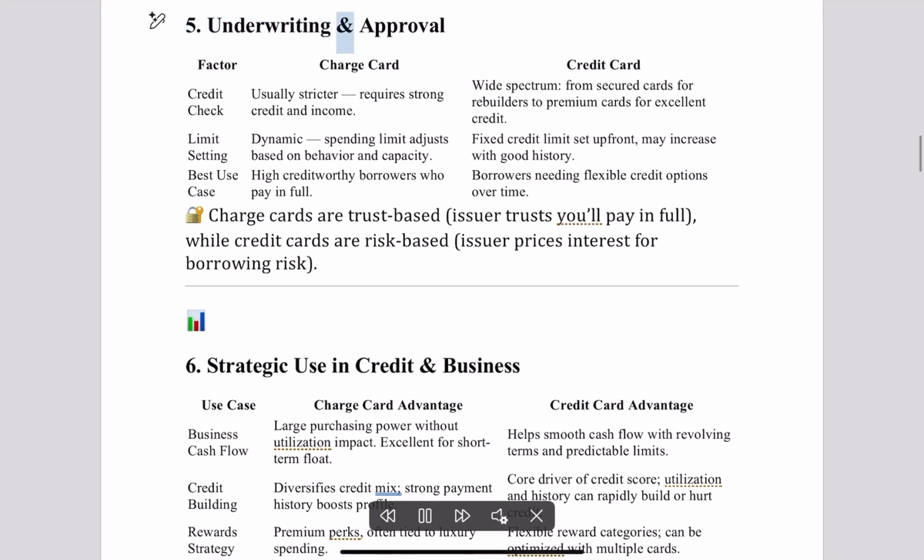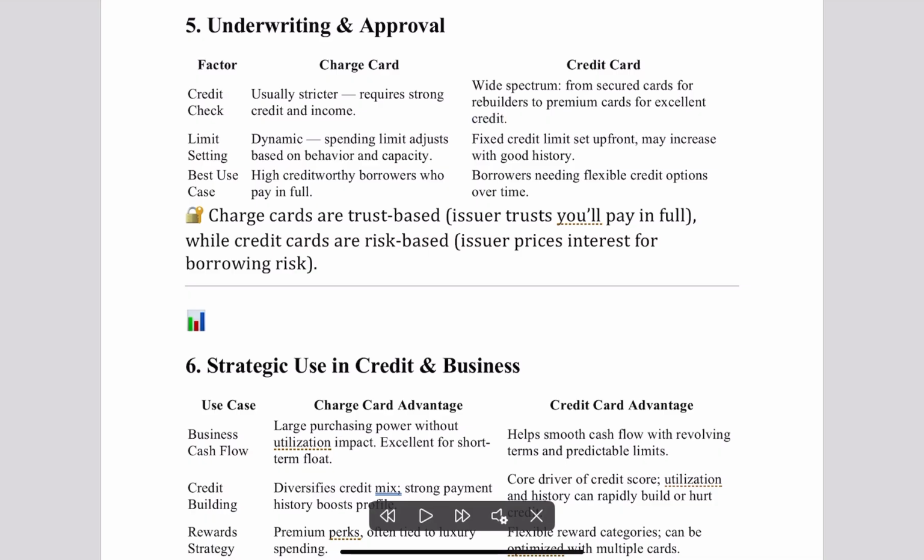5. Underwriting and approval. Factor: credit check. Charge card: usually stricter, requires strong credit and income. Credit card: wide spectrum, from secured cards for rebuilders to premium cards for excellent credit.